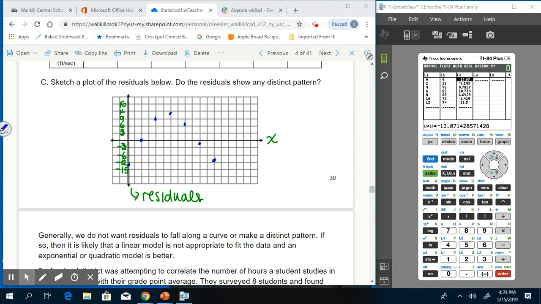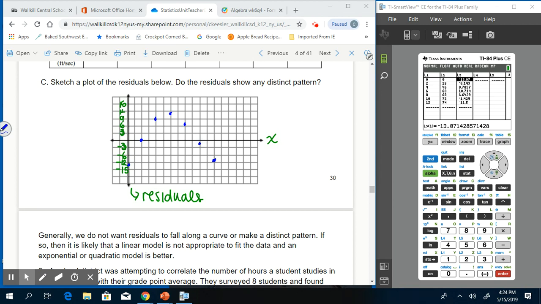So generally, we do not want residuals to fall along a curve or make a distinct pattern. If so, then it is likely that a linear model is not appropriate, and it's better to fit the data to an exponential or quadratic model.